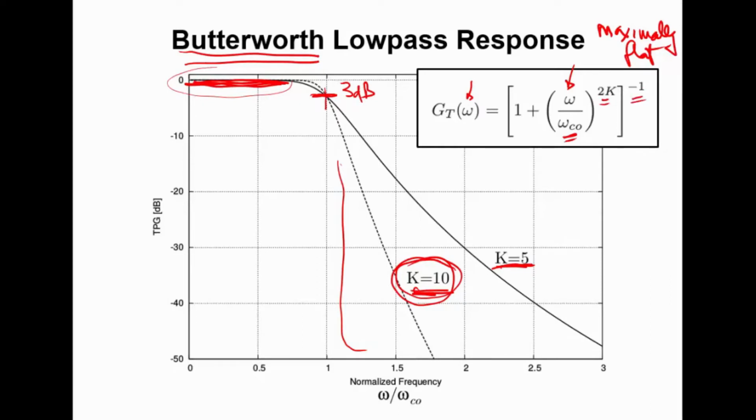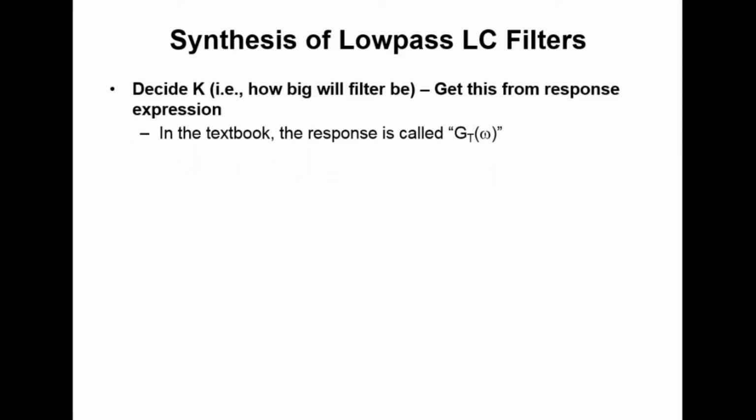That is the Butterworth response. So how do we make these filters? We're starting off talking about low-pass filters. We'll talk about how to extend this to other kinds of responses in a moment. First, you decide k, that is how big the filter will be. And you get that from the response expression.